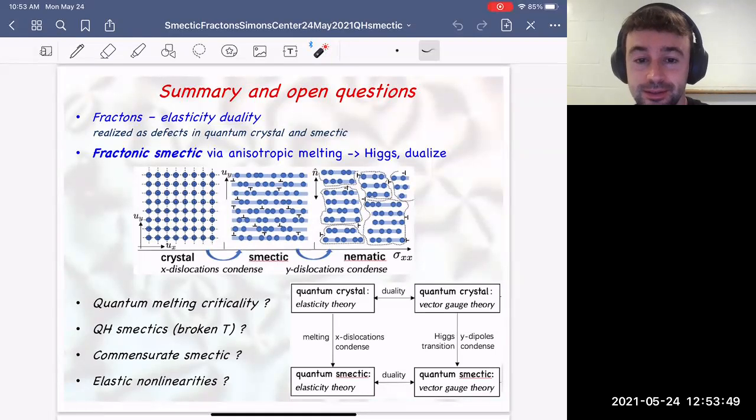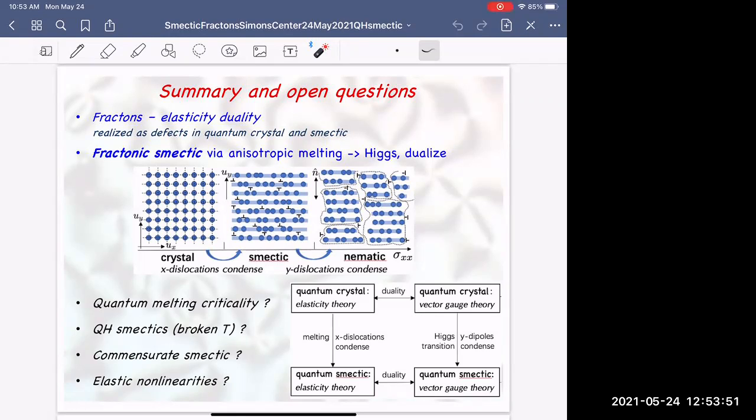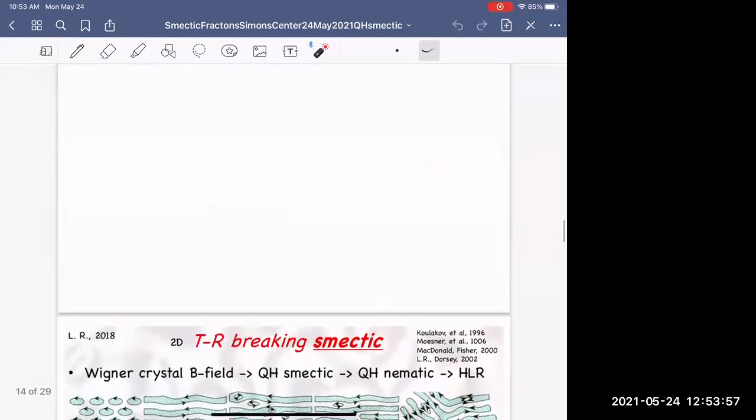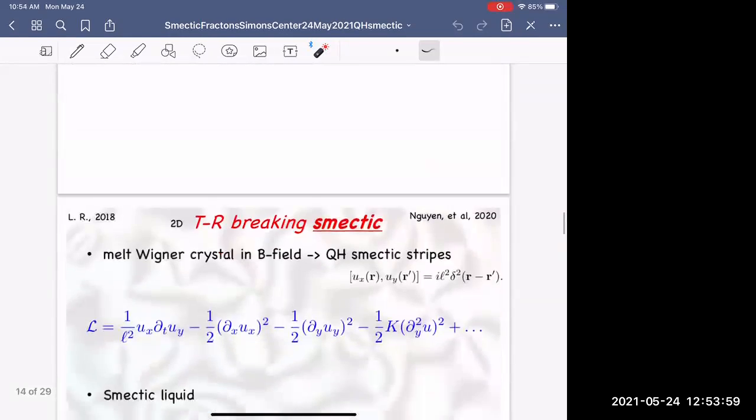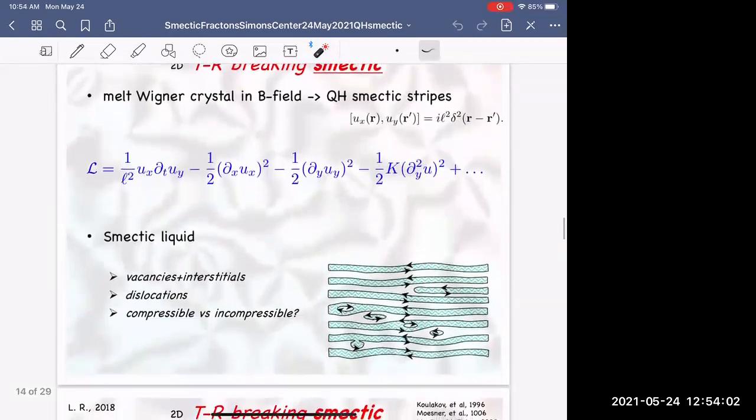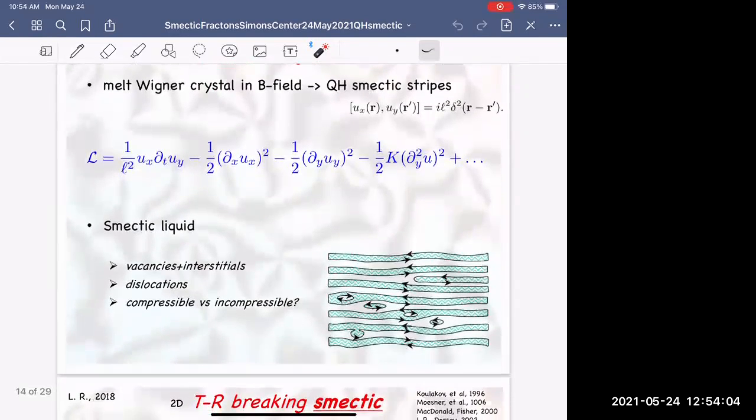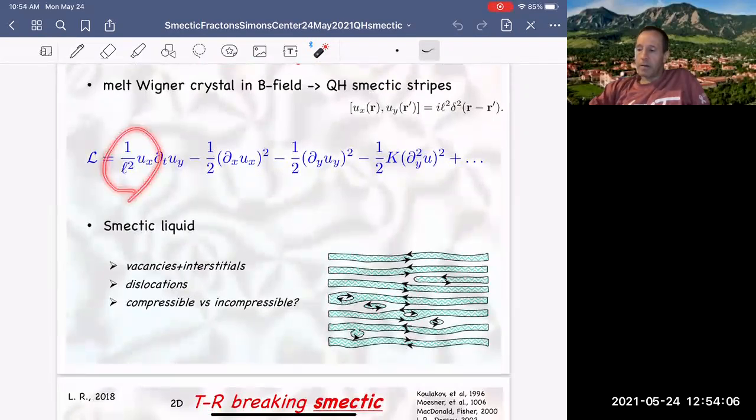Yeah, I have a simple question for Leo. For the time reversal symmetry breaking smectic phase, you have a term like ux partial t uy. Is that term the coefficient related with something like odd viscosity or Hall viscosity in quantum Hall states? You mean here? Yes, the core, yeah.